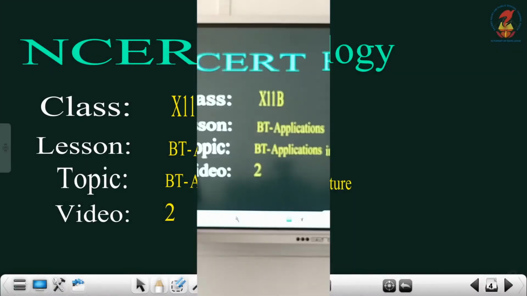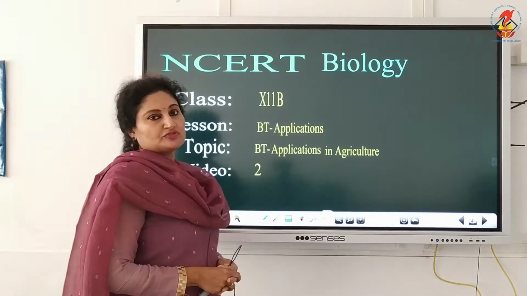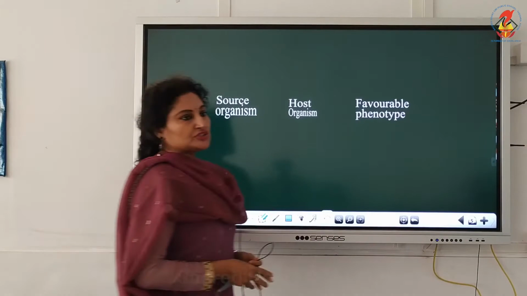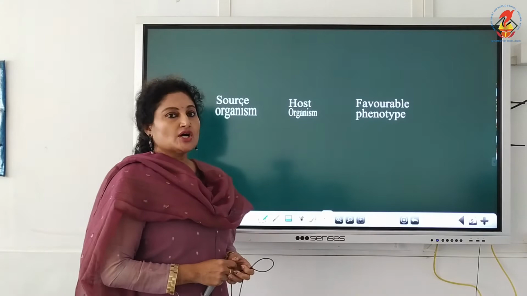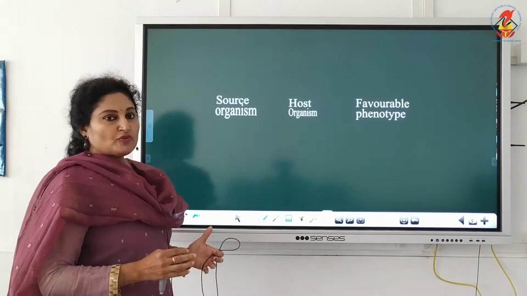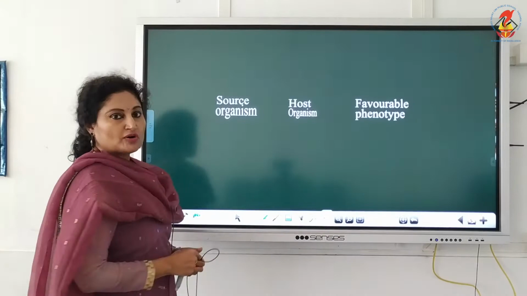Hi children, in this video I'll be dealing with the applications of biotechnology in the field of agriculture. And in this video we are going to see the two types of crops that are designed by biotechnology. One is the BT cotton and the second one is the nematode resistant tobacco. So before going into the details of each, let's know how this strategy works in the form of a flow chart.